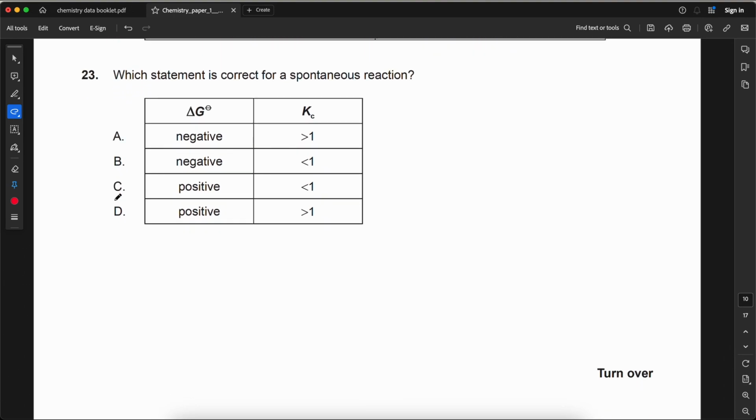Which statement is correct for a spontaneous reaction? Delta G equals RT ln K. If Kc is bigger than 1, ln K will be positive, delta G will be negative. If Kc is smaller than 1, ln K will be negative, delta G will be positive. So we need spontaneous. For spontaneous, delta G is negative, so Kc should be bigger than 1.